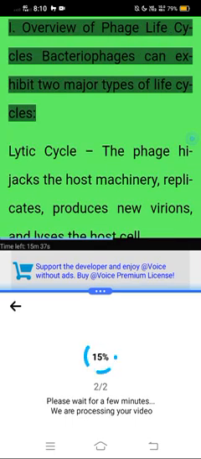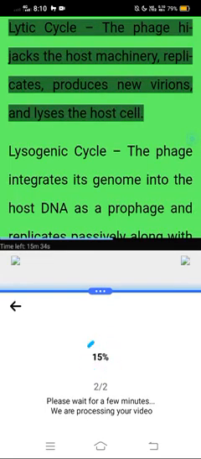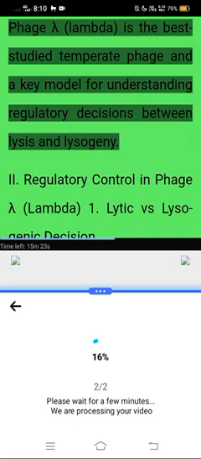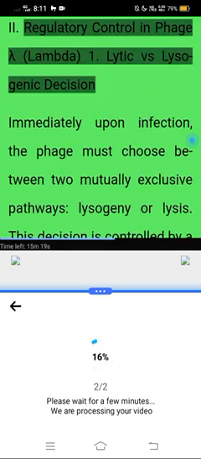An overview of phage life cycles. Bacteriophages can exhibit two major types of life cycles. Lytic cycle: the phage hijacks the host machinery, replicates, produces new virions, and lyses the host cell. Lysogenic cycle: the phage integrates its genome into the host DNA as a prophage and replicates passively along with the host until conditions favor a switch to the lytic cycle. Phage lambda is the best studied temperate phage and a key model for understanding regulatory decisions between lysis and lysogeny.